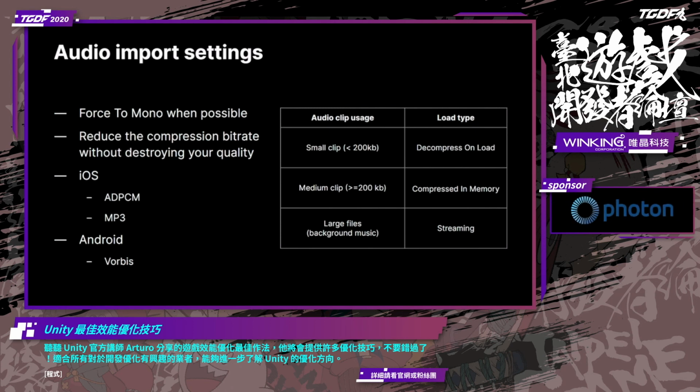And regarding the load type for each one of our audio clips, just make sure that a small clip is set to decompress on load. It has to be less than 200 kilobytes, because there are some internal memory management issues, and anything beyond that will still allocate those 200 kilobytes. So anything below that should be set to decompress on load. Something medium, meaning larger than 200 kilobytes, should be compressed in memory, and large files, such as the background music, should be set to stream.